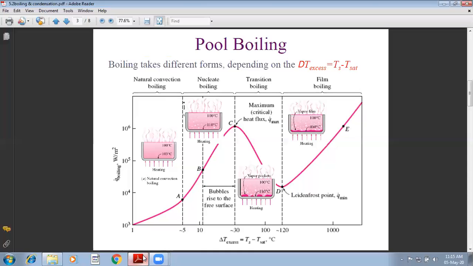Whereas in case of flow boiling, we may use some pump in order to circulate the fluid through the hot pipes, where the movement of the molecules of the water are influenced by an external agent. That is the main difference between pool boiling as well as flow boiling.